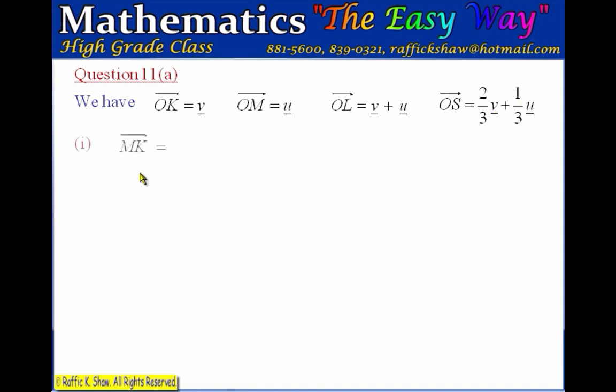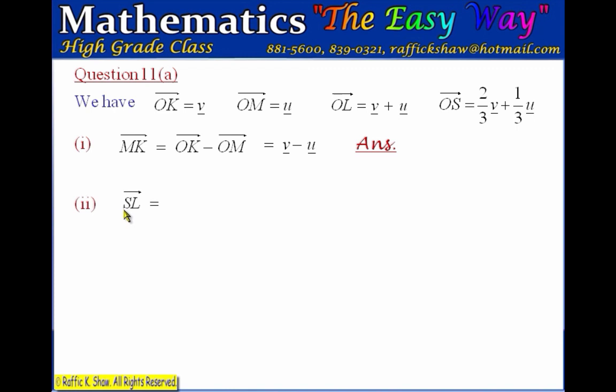And the first question wants us to calculate the displacement vector MK. The vector MK is simply equal to OK minus OM. That's O times the last minus O times the first. That is the position vector of the last, which is K, minus the position vector of the first, where the first is M. Vector MK is equal to OK minus OM. And therefore, this is simply v minus u because OK is v and OM is u. And so we have found the vector MK.